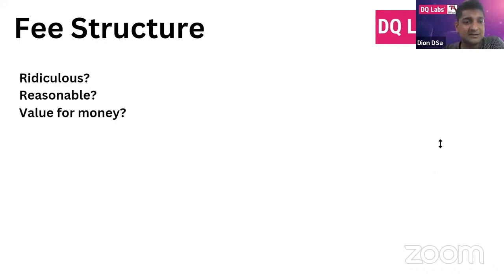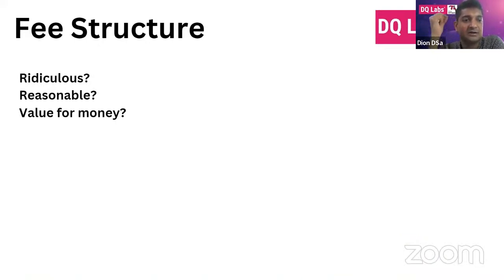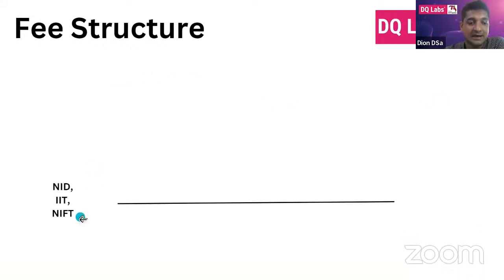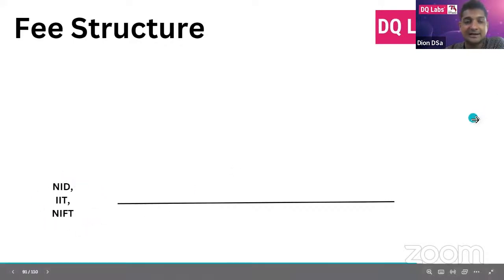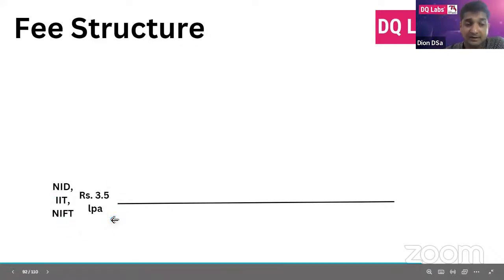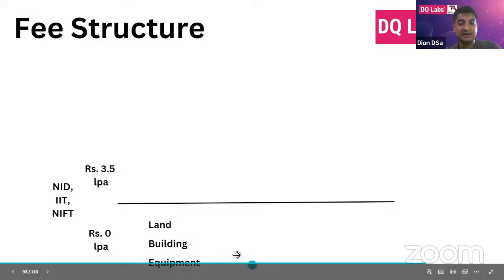If you see these questions, or these statements, these are very frivolous statements, right? Because what is value for money for somebody would be absolutely ridiculous for somebody else. So we need to rationalize this. And how we rationalize it is we look at the NIDs and the IITs and NIFTs and their fee structures. The tuition fee is about 3.5 lakhs per annum. Now, what do they spend this 3.5 lakhs on? Their land is free, their building is free, their equipment is free, everything is free. So what do they spend the money on?